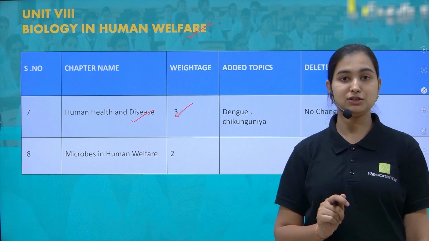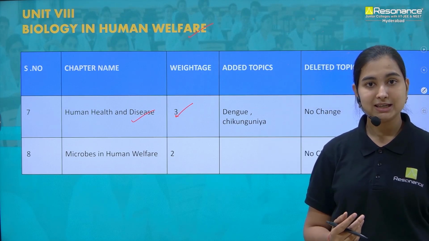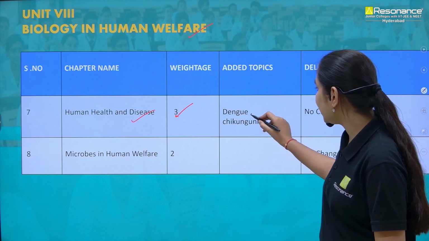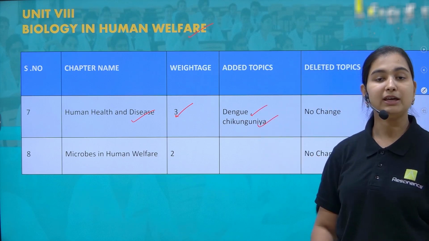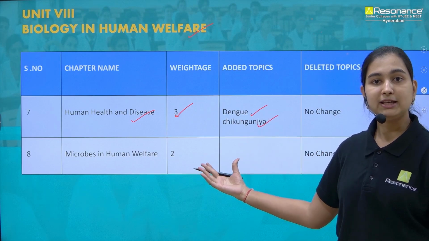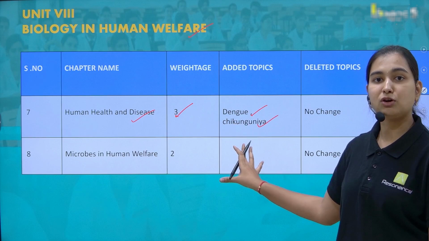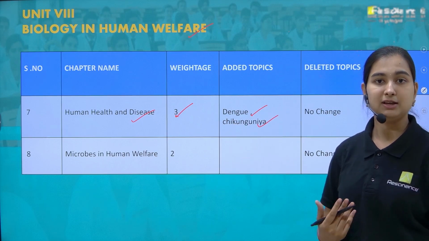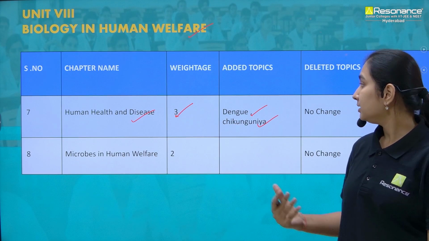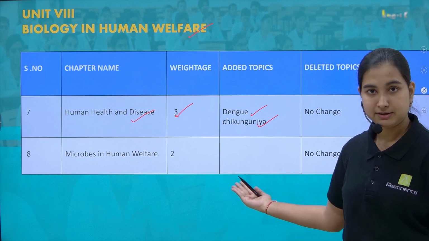But what is the change? The change is an addition. What exactly did they add? They added 2 topics, dengue and chikungunya. So these 2 topics are also added. Prepare accordingly. All the aspirants, please go through these topics and thoroughly revise them. These topics were not there in the previous NCERT, but now they are added.